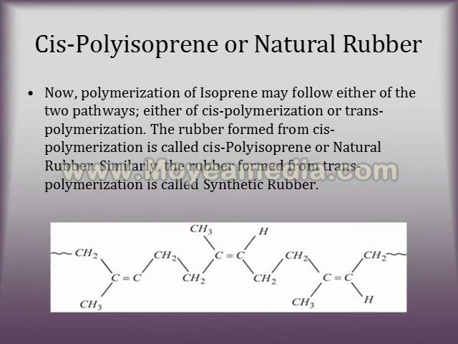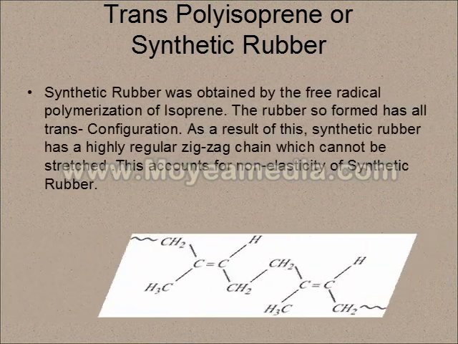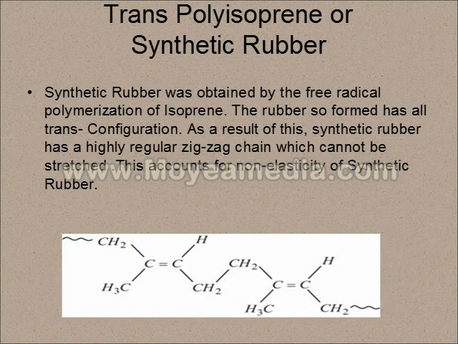During the polymerization of isoprene, we may get cis polyisoprene or trans polyisoprene. The rubber formed from cis polyisoprene is also known as natural rubber. The figure of natural rubber is shown here. The trans polyisoprene or synthetic rubber is obtained by the free radical polymerization of isoprene. The rubber so formed has all trans configuration, but there is no elasticity property in this synthetic rubber. The figure of synthetic rubber is shown.